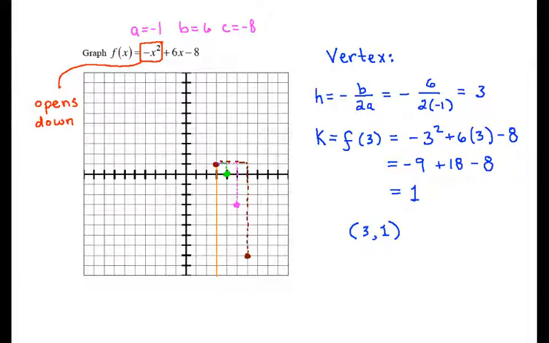Now I'll reflect those points to get the points on the left side. Starting with this green point, I can see its reflected point is going to be 1 unit away from that line of symmetry, but on the left. Coming to the magenta point, I can see it is 2 units away, so I'm going to count another 2 units in that direction to get the reflected point. And coming down to this brown point, I can see it is 3 units away, so I'll continue to count 3 units in that direction. I am now ready to connect these points in a parabola.